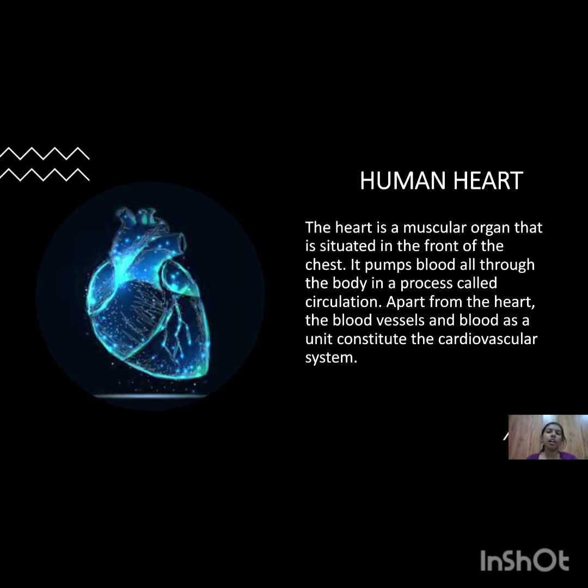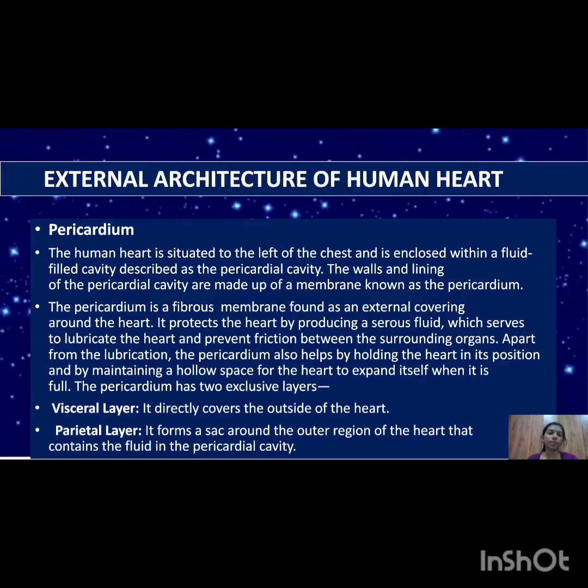Human heart. The heart is a muscular organ that is situated in the front of the chest. It pumps blood all through the body in a process called circulation. Apart from the heart, the blood vessels and blood as a unit constitute the cardiovascular system.